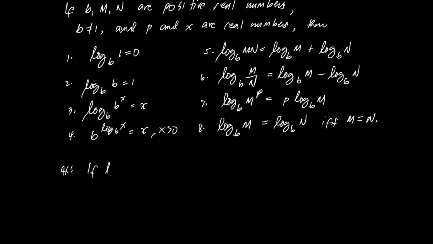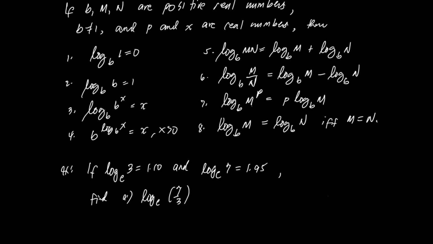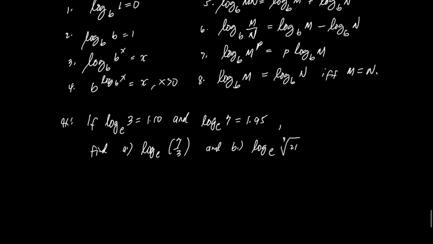If log to the base e of 3 is equal to 1.10 and log to the base e of 7 is equal to 1.95, find a, log to the base e of 7 over 3, and b, log to the base e of cube root of 21. Okay. Solution for letter A.